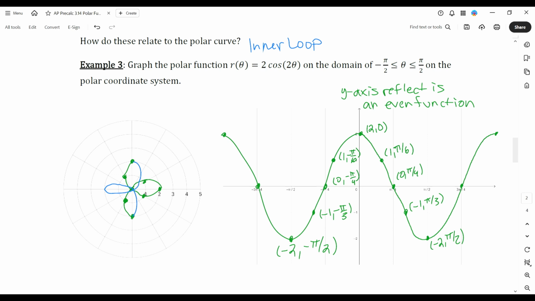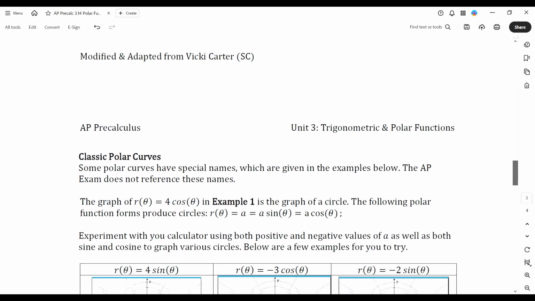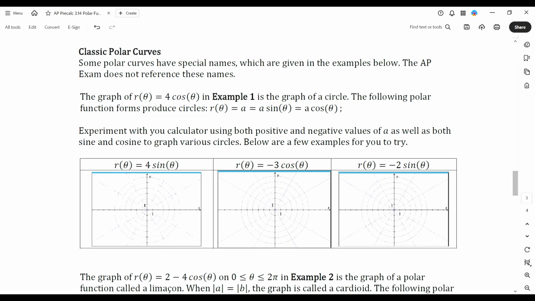Now, here are a few things worth pointing out. On the AP exam, you don't need to know the names of these polar functions. I'll teach you what they are. That's what we're doing in this second portion. But yeah, you don't need to know what the names actually are. Okay, so let's tally ho.